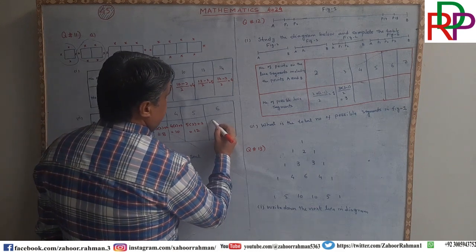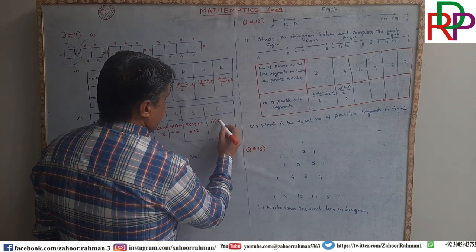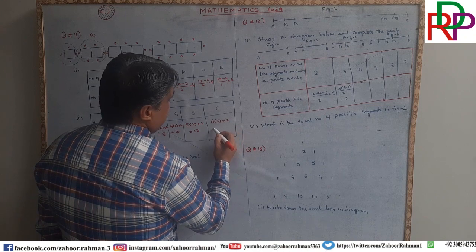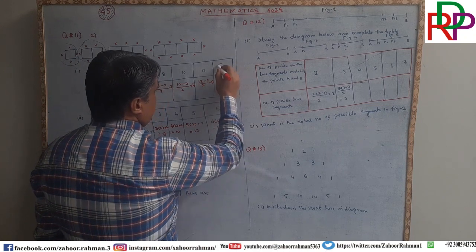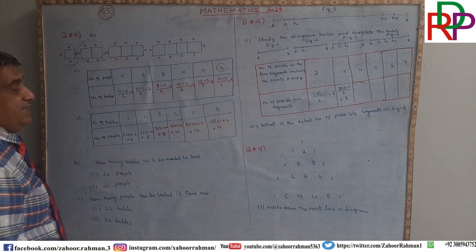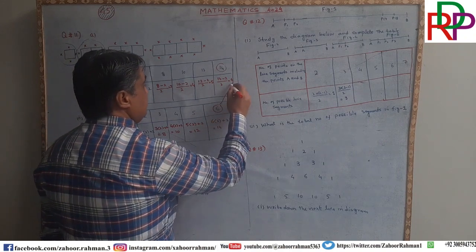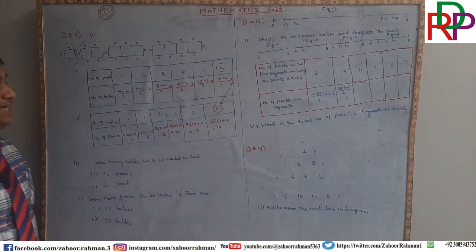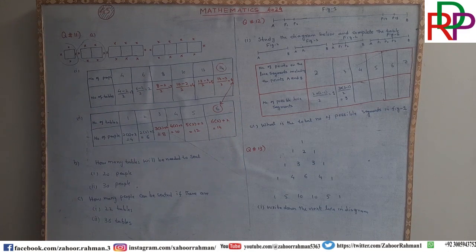Okay, now they have given us 6 into 2 plus 2, and that will be equal to 14, which is this one. And this 6 is this one. So you can see that by seeing a pattern, we can specify and predict the upcoming events. Now, how many tables will be needed to seat 20 people?